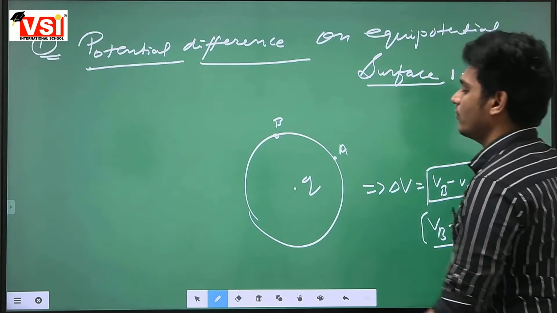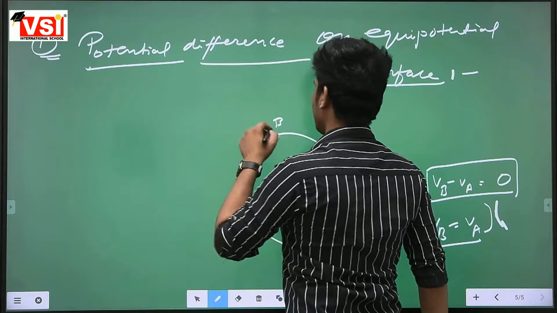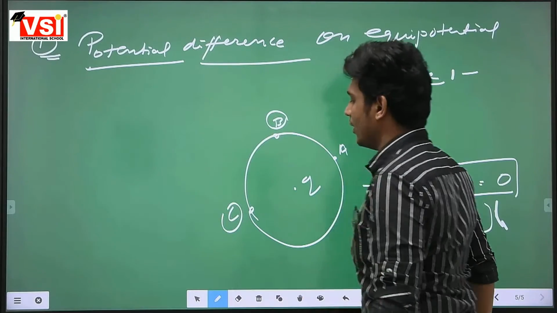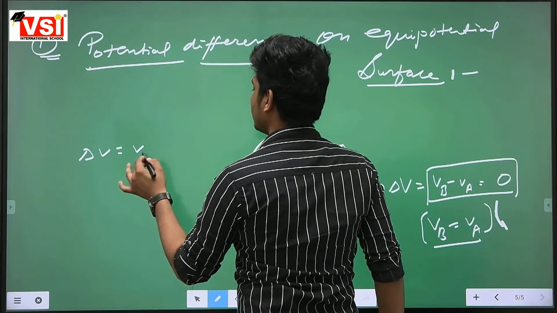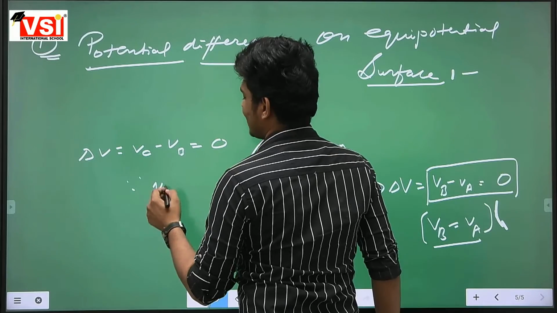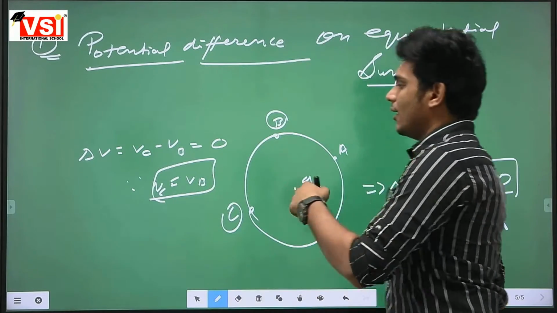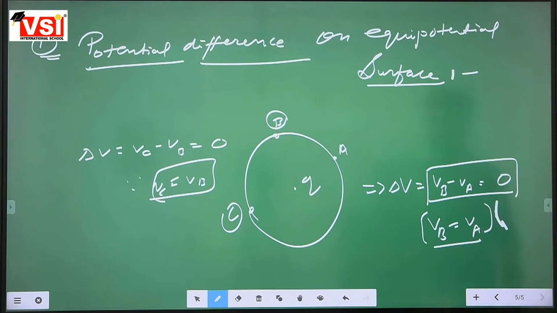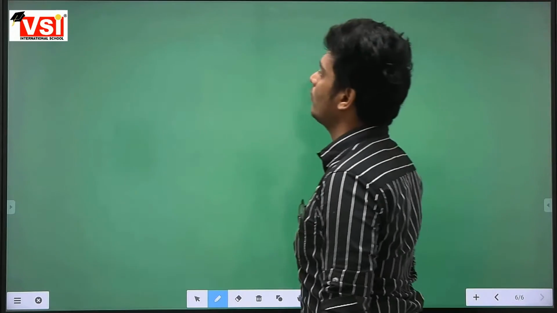Even if we consider a point C and find the potential difference between B and C, then del V is equal to VC minus VB, also equal to 0, because VC is also equal to VB. Each and every point carries the same potential on the equipotential surface. The next one is the work done in moving a charge on the equipotential surface.